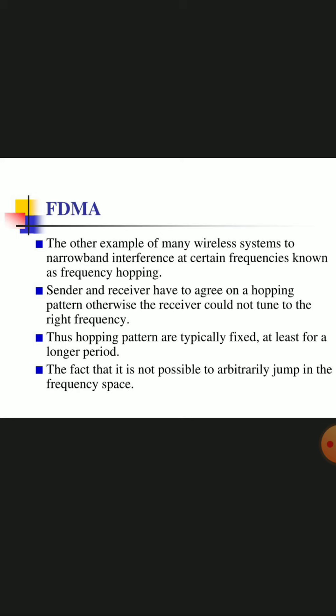What is meant by frequency hopping? Many frequencies are available in wireless systems, but we connect using only some of them. To avoid narrowband interference, we use only certain frequencies at a given point. This is called frequency hopping, right?